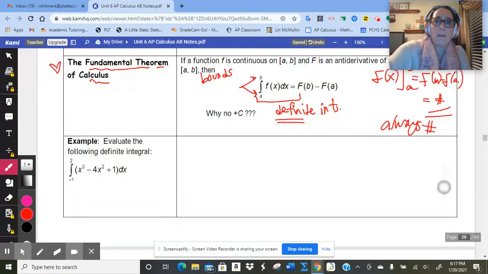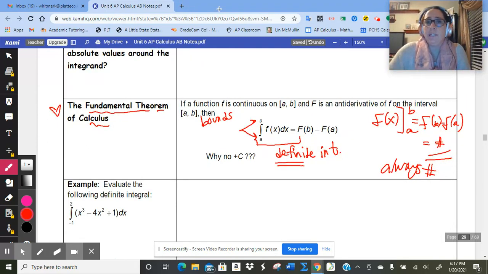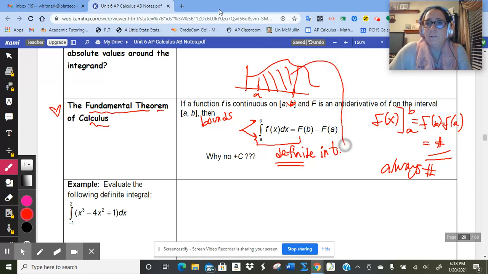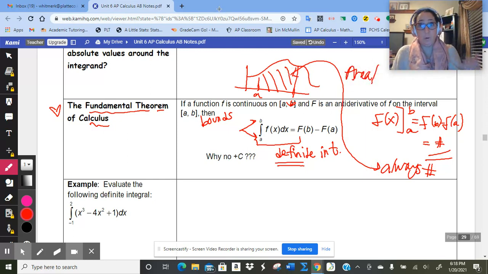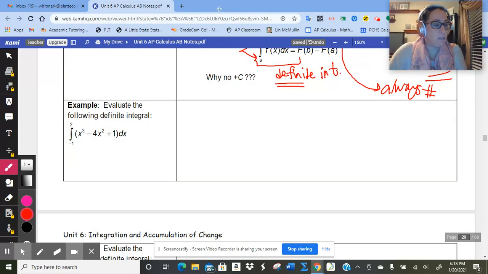So what is that number representing? If I have this curve from a to b, that number is that exact area. So it doesn't have to be lines, it doesn't have to be circles, it can be any single function going on, okay? And we can find this area. Is your mind blown? Because it should be. All right, so let's look at this one.